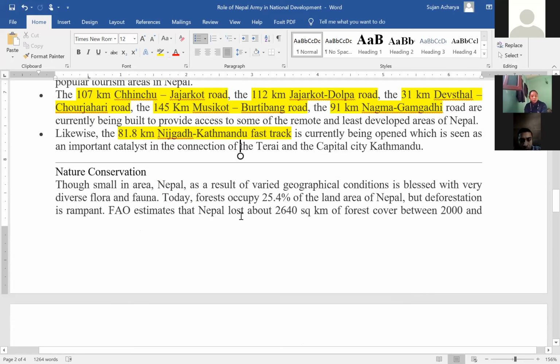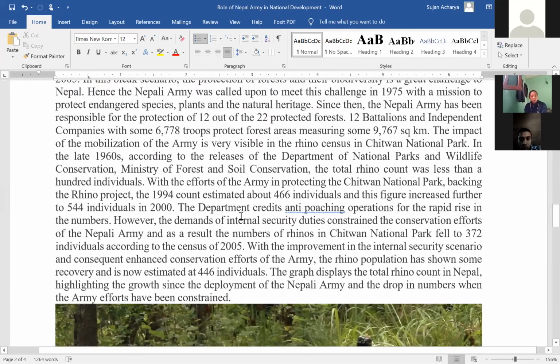Now, role in nature conservation. You do the same as I have done, showing you an example. And I will be sharing this file as well. I will share the long file too, and this will help you a lot.